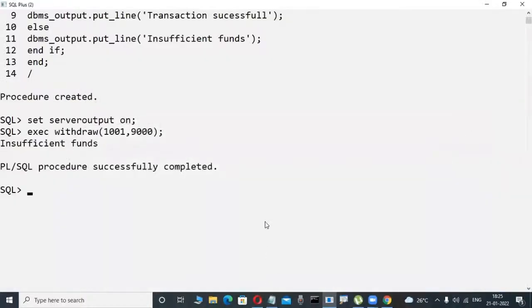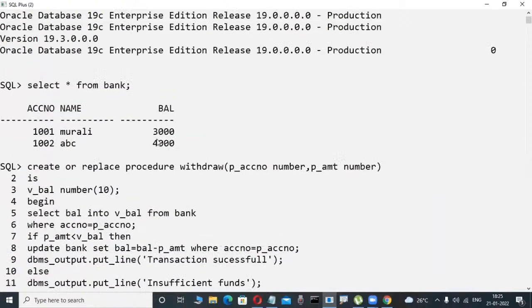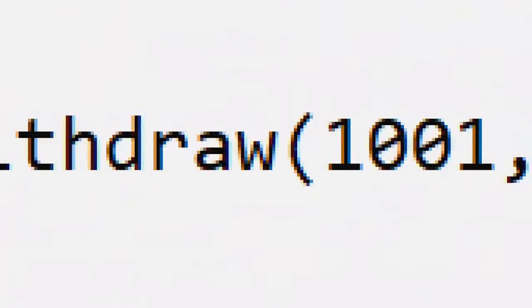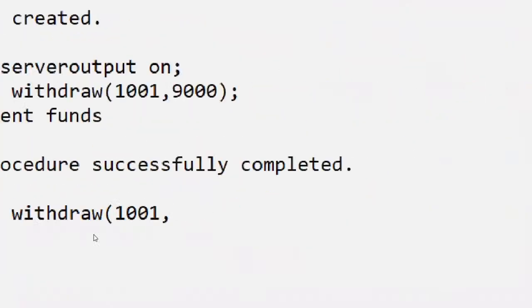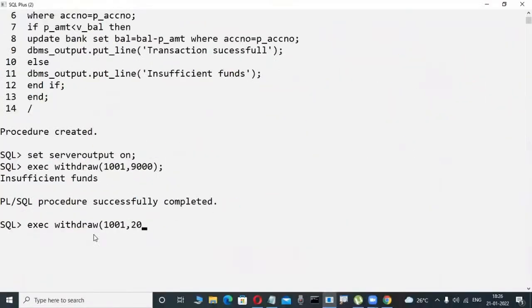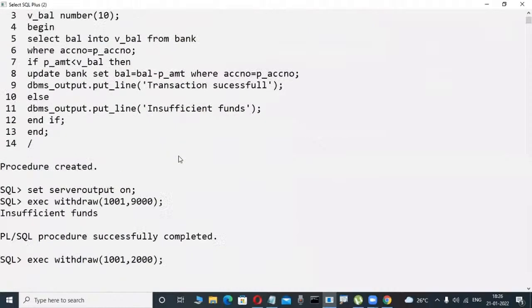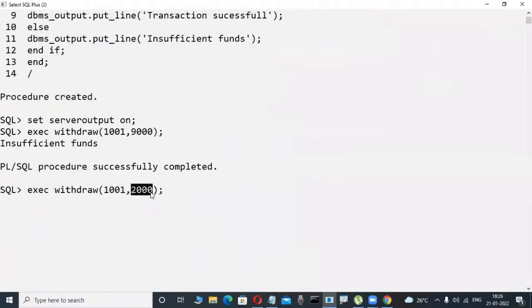Another case, OTP validation, all those things are the same. And now check it out. For example, in this case my balance is 3,000. Now I try to withdraw 2,000 rupees. Observe here, 1001 is my account number. I try to execute withdraw again. Now I try to withdraw 2,000 rupees. Possible? Possible. Why? Because my balance is 3,000, and I try to withdraw only 2,000.